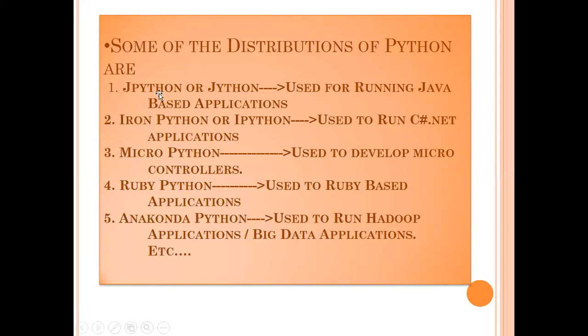We have a number of distributions. JPython is used for running Java-based applications. IronPython is used for C#.NET applications. MicroPython is used to develop microcontrollers. We have RubyPython, which is used to run Ruby-based applications, and Anaconda Python, used to run Hadoop applications. Hadoop applications means big data applications. There are many distributions of Python; some I have mentioned here.